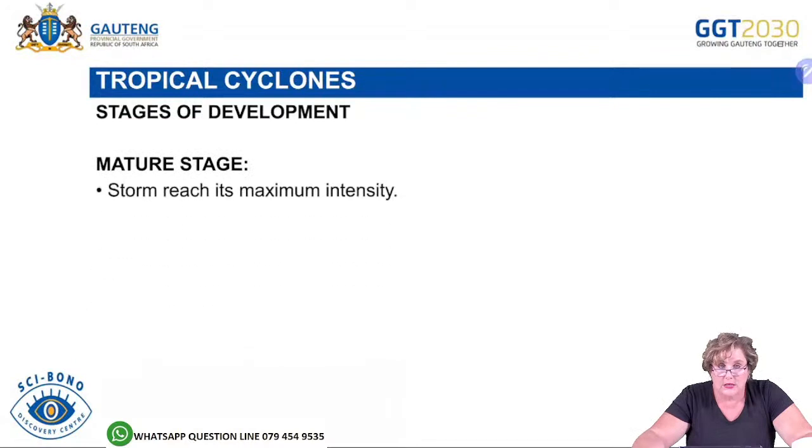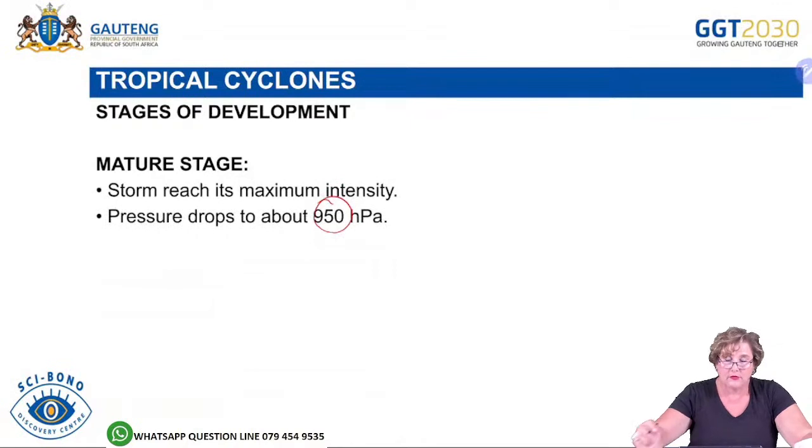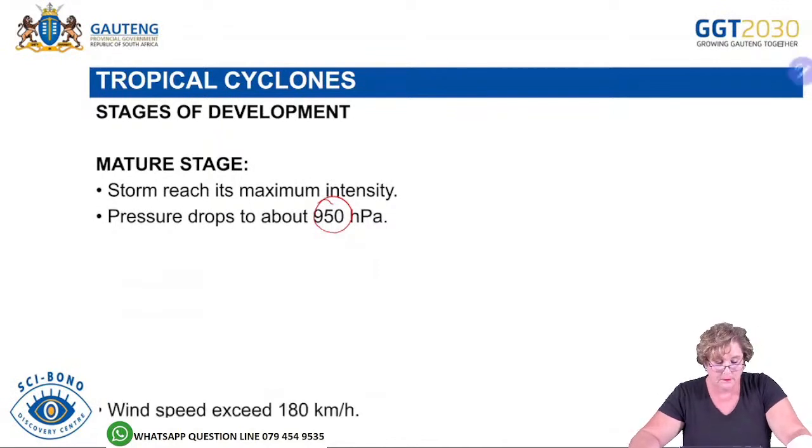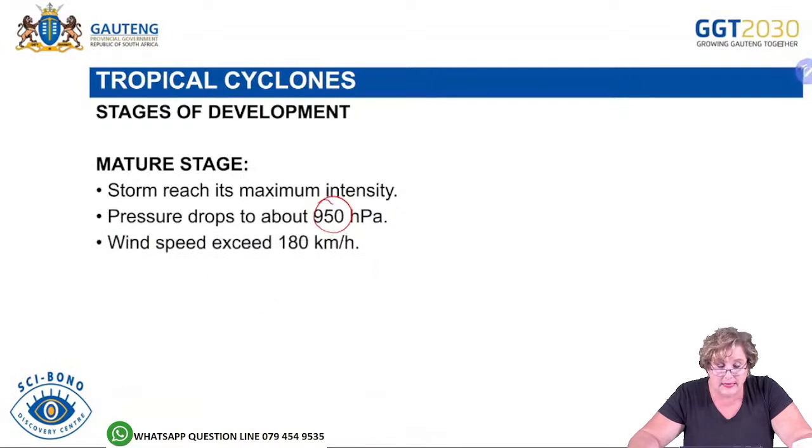The mature stage is where the storm reaches its maximum intensity. The pressure now drops below 950 hectopascal. If they give you a diagram or a map of a tropical cyclone and they ask you in which stage of development it is, the first thing you look at is the middle of the low pressure and try to identify what the air pressure is. The wind speed now exceeds 180 kilometers per hour. Remember the initial stage, it was 60 kilometers per hour.